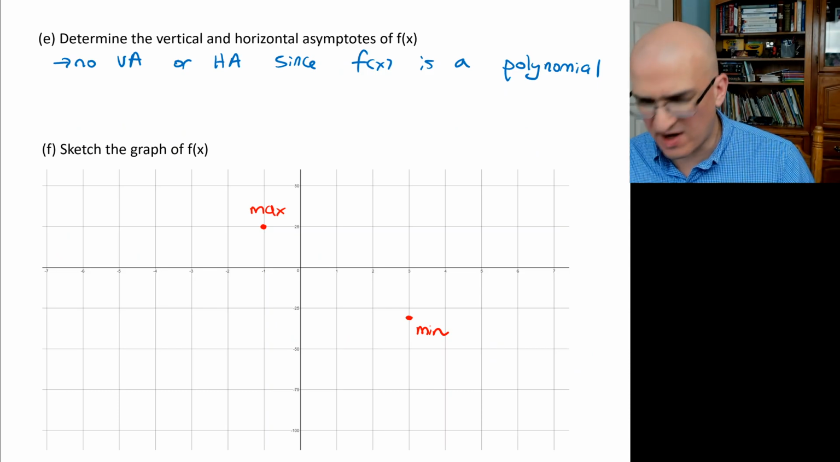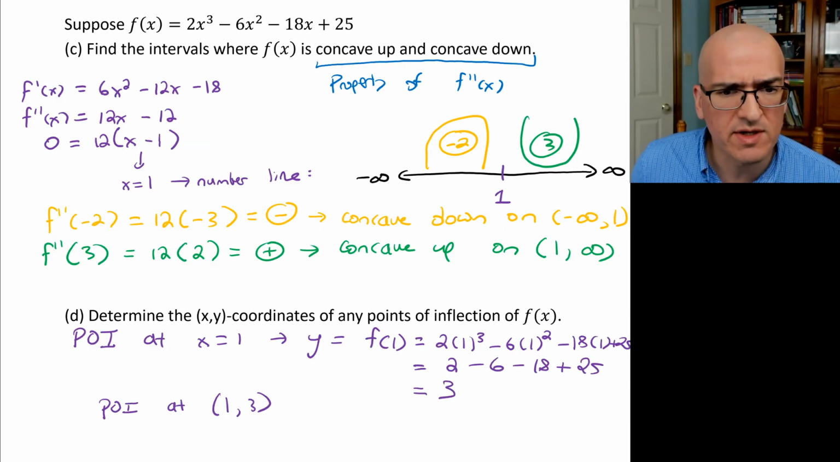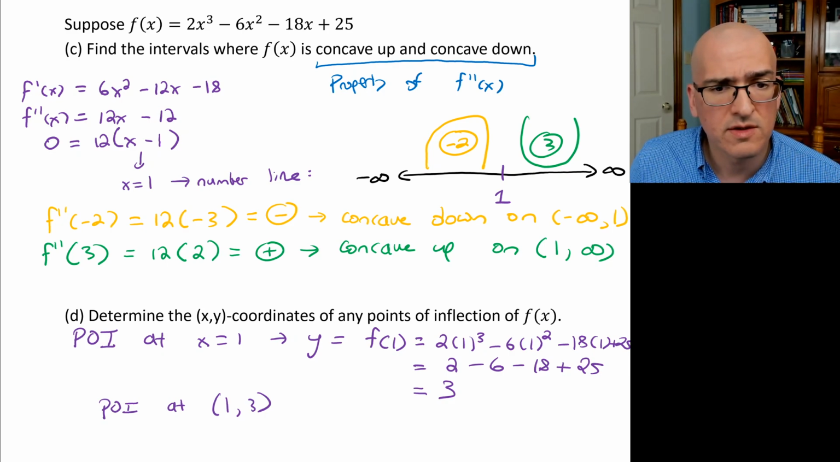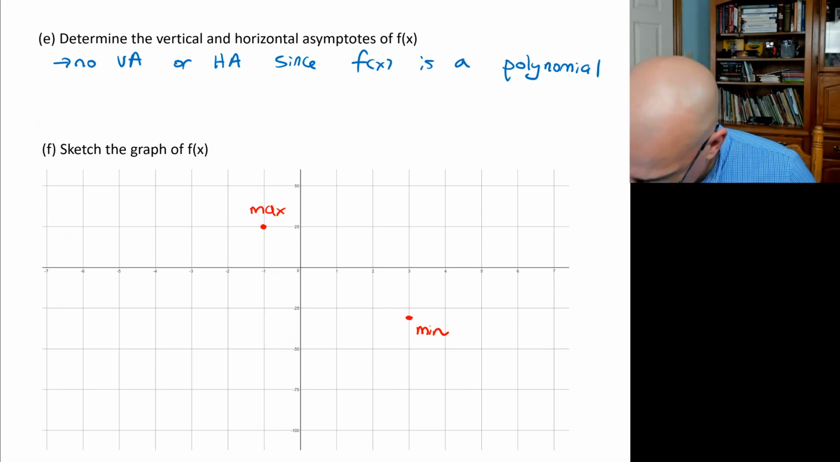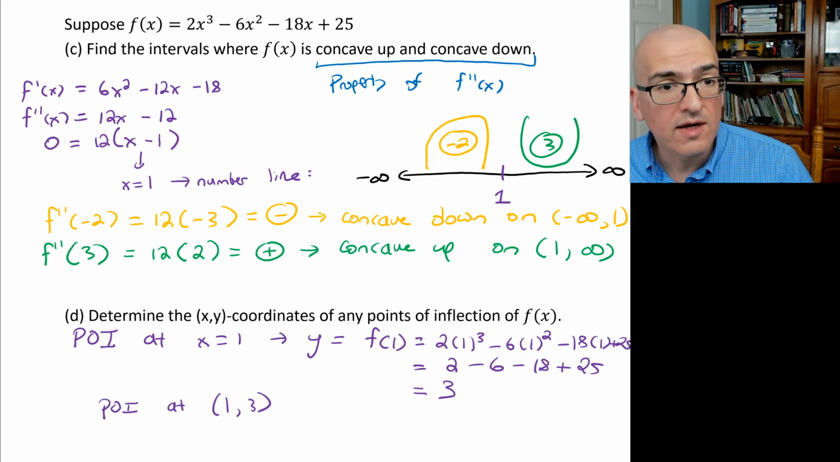I think it's at 1, 3. I'm going to double check that calculation because I'm paranoid. We have -24 plus 2, so -22. Yeah, I guess it is 3. Okay, so it's very close to 0 at 1, comma 3.